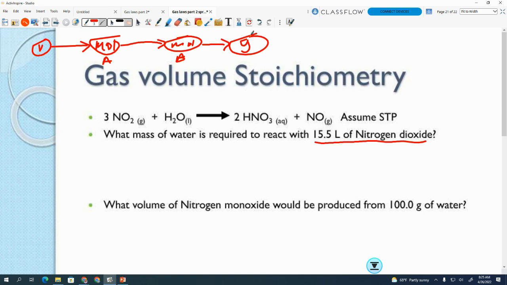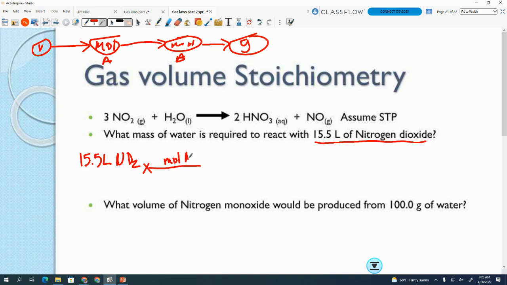So I'm starting off here at 15.5 liters of NO2. How do I get from liters of nitrogen dioxide to moles of nitrogen dioxide?